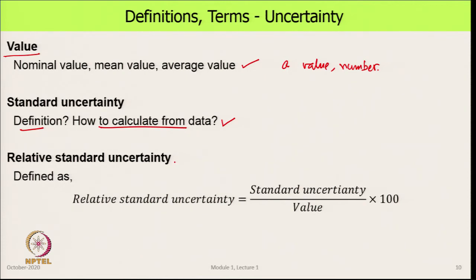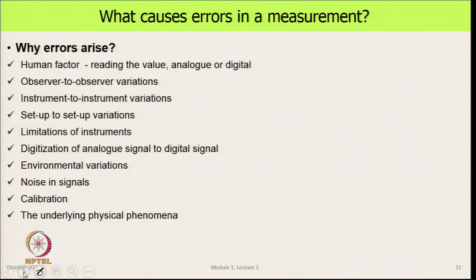And the third term we came across was the relative standard uncertainty, which is the ratio of standard uncertainty to the value multiplied by 100 and often expressed as a percentage. So, we have come across three terms. We will come back to it later on. But first, what is the reason why there are errors in a measurement? And there are many reasons for it. A partial listing of those reasons is given on this slide, and we will go through this one by one.